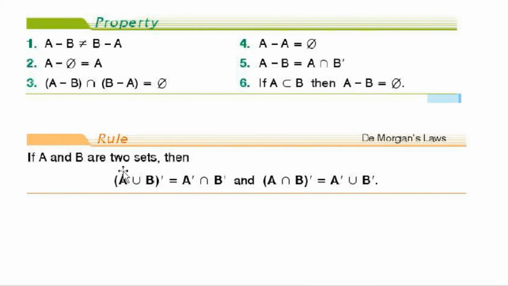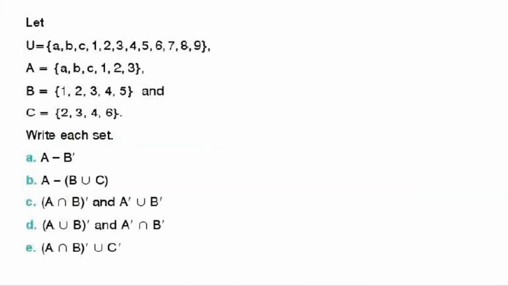So the next rule here is what we call De Morgan's laws. Or De Morgan's law. So if A and B are two sets, then the complement of A union B is equal to A complement intersection B complement. And the complement of A intersection B is equal to the complement of A union the complement of B. So let's try to consider this example.